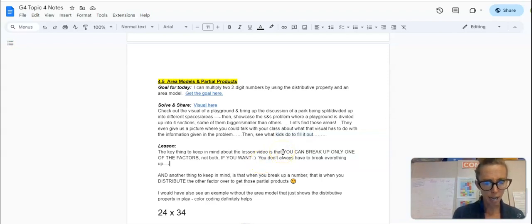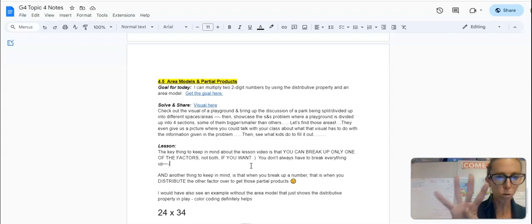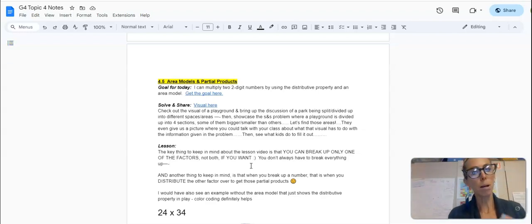Key idea after you watch that video is you can break up only one of the factors, not both, if you want. You guys are really used to, in an area model, breaking up everything and getting 4 partial products. But sometimes a kid might not want to break it all up. You could just break up one of the factors. So I would really look at that yourself and see it.